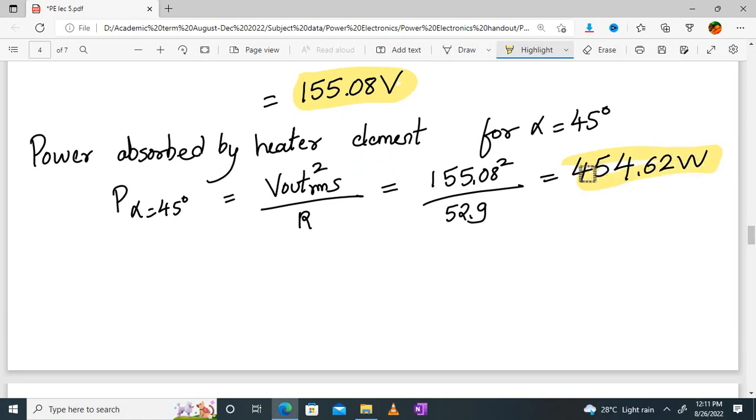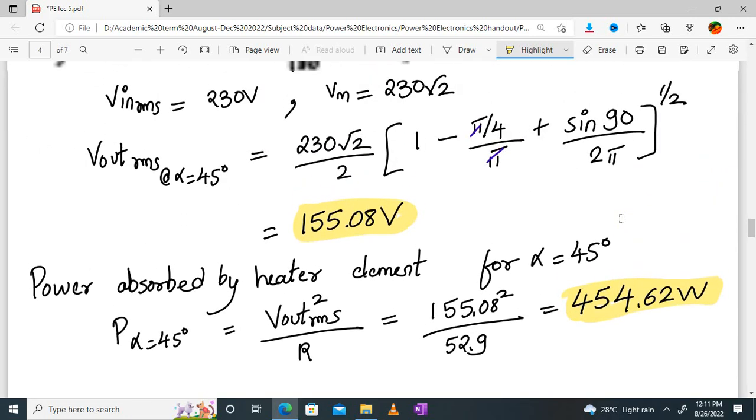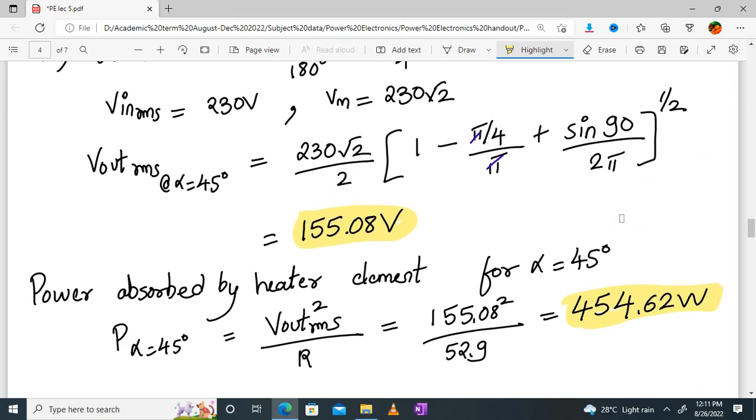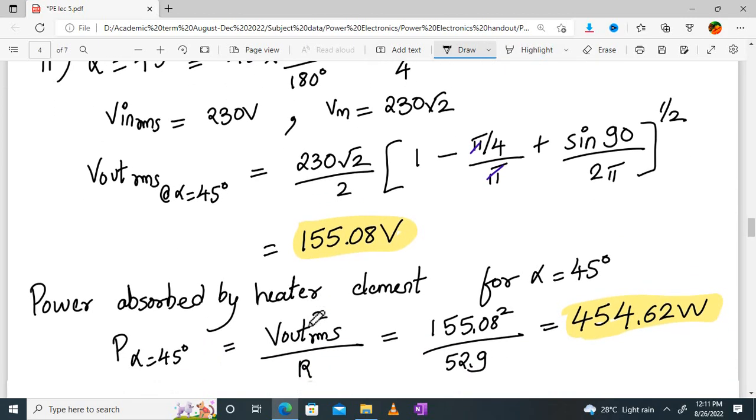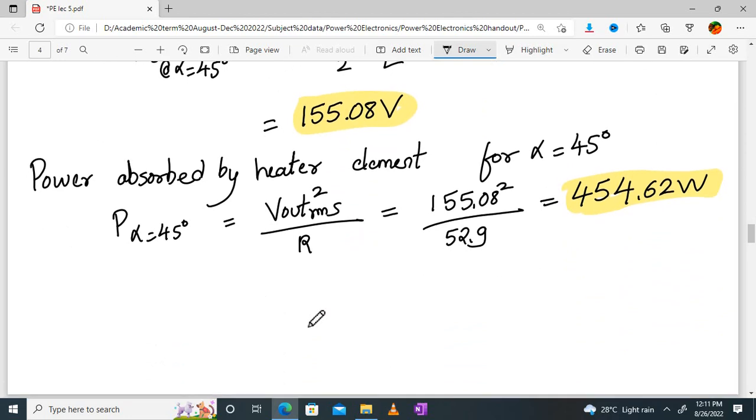Now similarly calculate for 90 degrees. Same procedure. These are the answers. Power absorbed, are you getting similar? Don't just write a value. Please verify it using a calculator. Ultimately, you have to write it in the exam. Yeah, clear? So we'll solve the next part, that is for alpha equal to 90 degrees. This much we have completed.